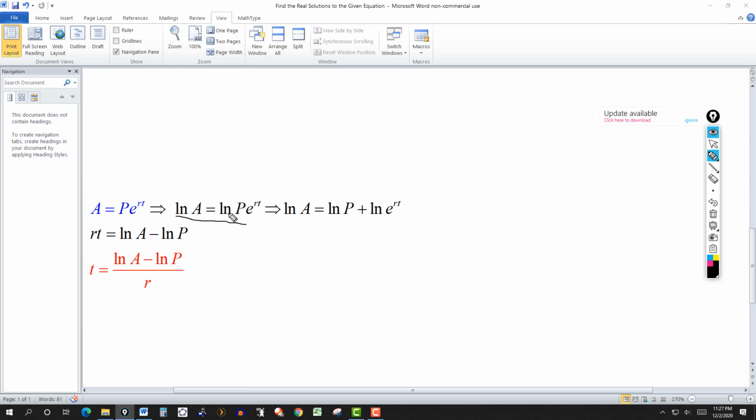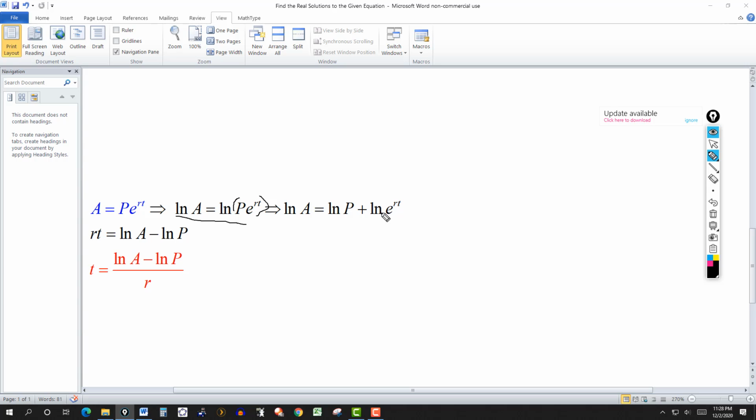Now there's a property of logs that tells you when you have the log of a product, in this case the natural log of a product, it gives you the sum of the logs. In other words, I take the log of P plus the log of the second term. The log of a product is the sum of the logs.